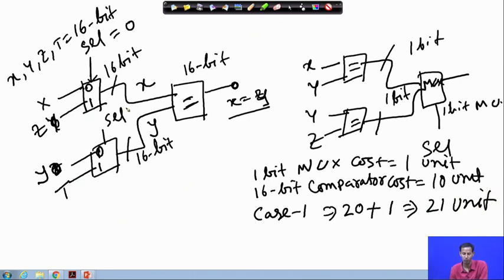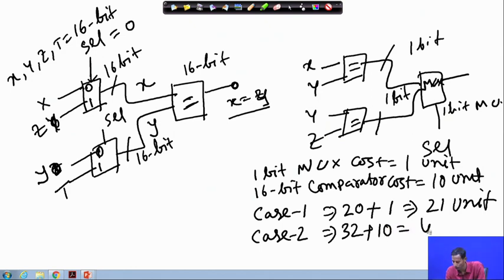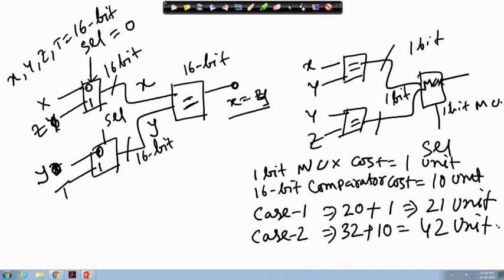In the case when I have put the resource sharing option on, for case 2, what will happen? Here I need 16 into 2, that is 32, plus 10 for the comparator. So a total of 42 units. We use the resource sharing option to reduce the area, but here I am increasing the area, and not only the area, I am also increasing the delay.